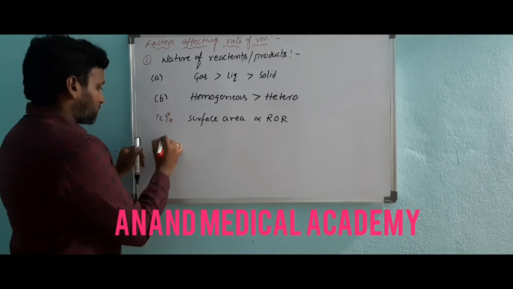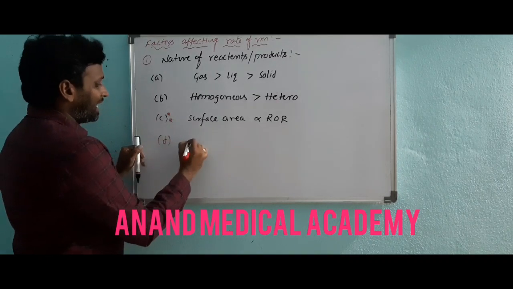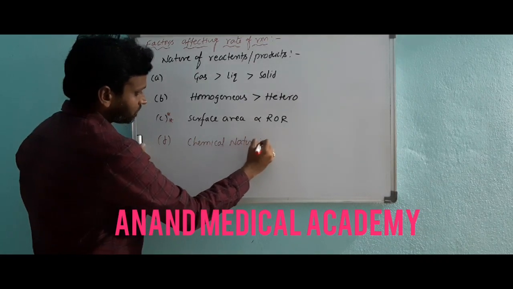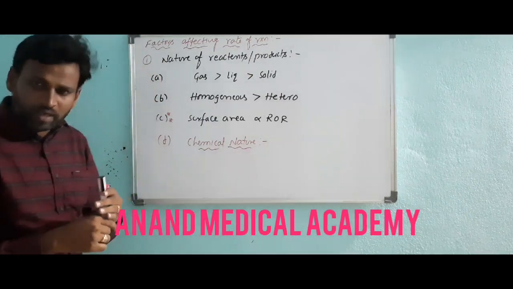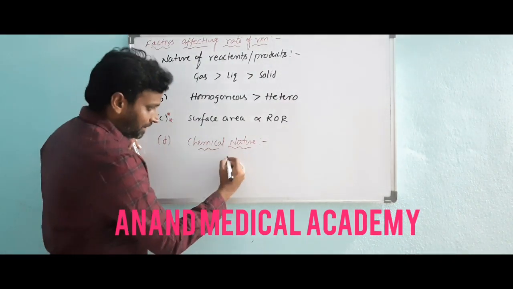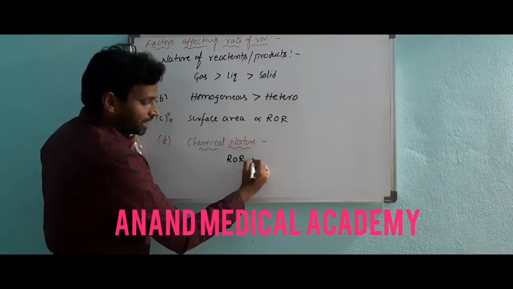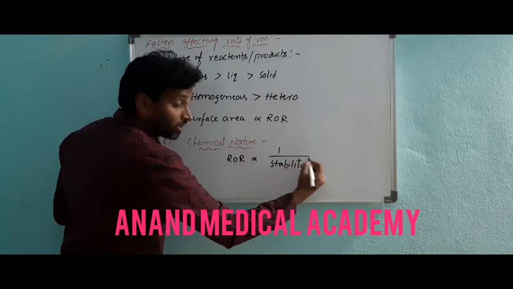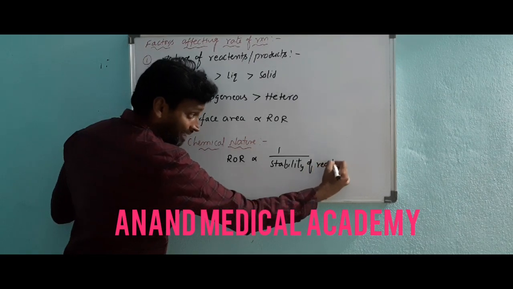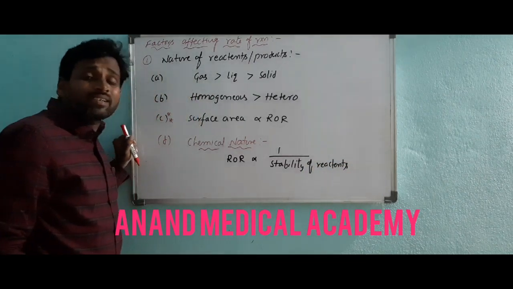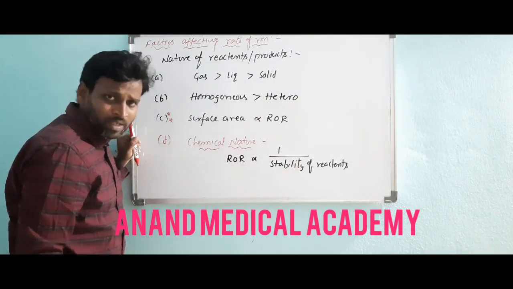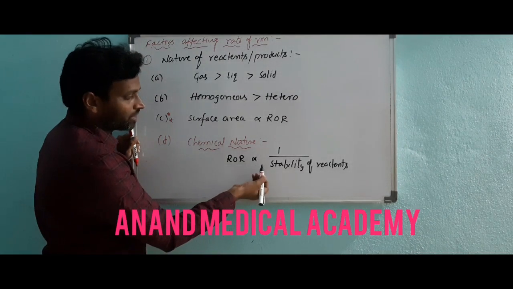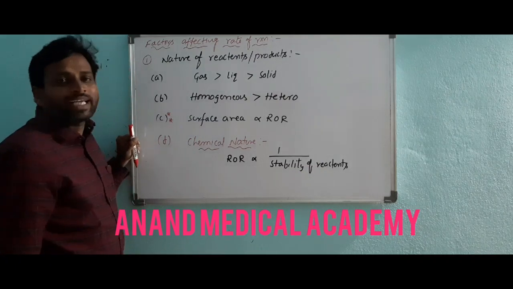Okay, third one done. Next, fourth one, which is D, is the chemical nature. Chemical nature I gave already, but I'll tell you using one simple thing. The rate of reaction is inversely proportional to stability. Stability of whom? Stability of reactants. Yes. If the reactants are highly stable, what's the need to react? Definitely rate of reaction will be low. Right? So rate of reaction is inversely proportional to stability of reactants.